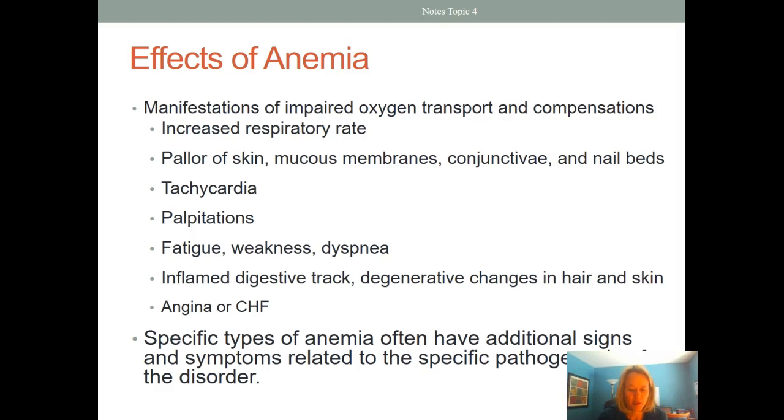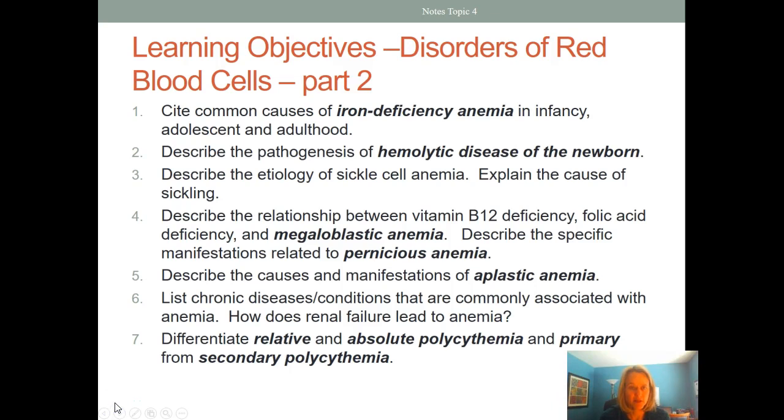Angina, which is chest pain, or congestive heart failure. This can be seen in severe anemia. And then specific types of anemia often are going to have additional signs and symptoms related to their specific pathologies. Okay, this brings us to part 2 of our learning objectives regarding disorders of red blood cells.